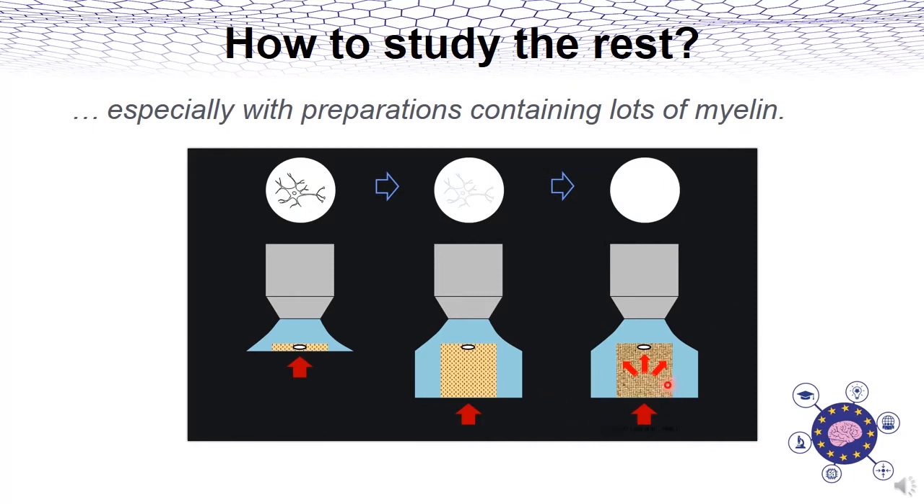If the tissue contains lots of myelin, which is typically the case for the spinal cord and brainstem, then details of the surface structures can be lost altogether, reducing visibility to none.